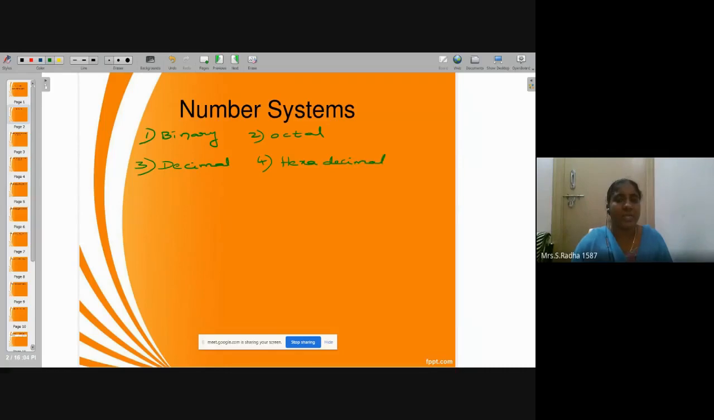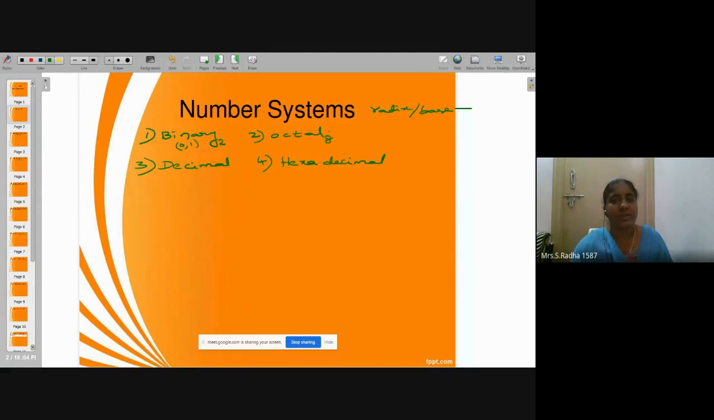You know the base is 2, radix or base is same. Radix or base, the meaning is how many digits you are using in that number system. For example, in binary, you will be using only 0 and 1, only 2 digits. Using these 2 digits, we are forming all the numbers. So in binary, radix or base is 2. In octal, radix or base is 8.